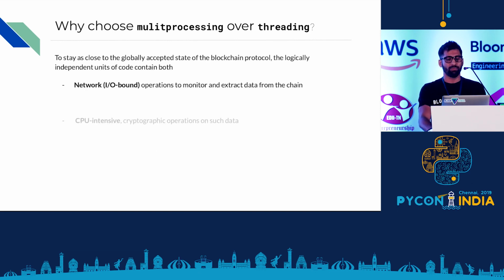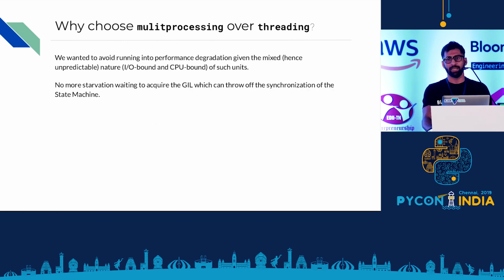So we thought, we have different IO bound needs to monitor and extract data. We also perform certain cryptographic operations on it. Let us not even get into this mess. So we will go the way of launching multiple processes and synchronizing them over managed queues, right?